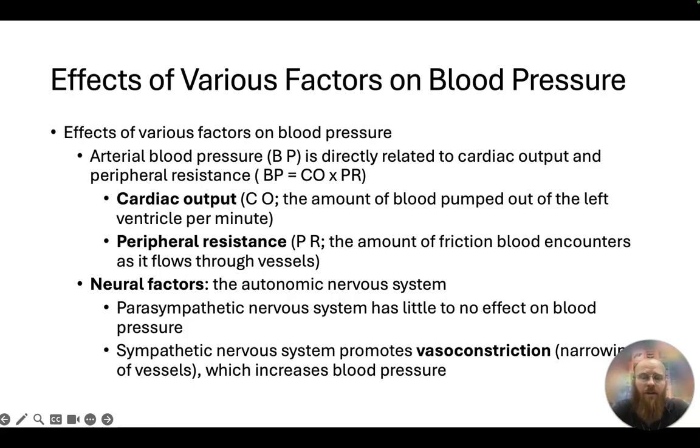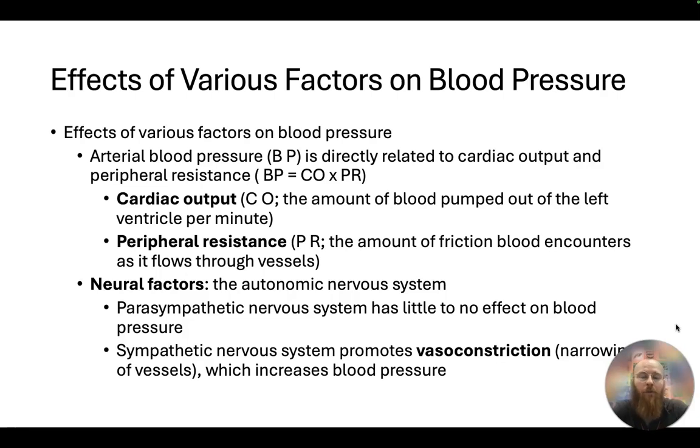So our arterial blood pressure, BP for short, is directly related to your cardiac output, and that's just the amount of blood pumped out of the left ventricle every minute, right? So you might remember that from Module 3. And that's going to be multiplied by the overall amount of peripheral resistance. So this is a new term, but that is referring to the amount of friction that blood would encounter as it flows through vessels. Remember, your innermost tunic, that tunica intima, is all about trying to reduce this peripheral resistance, this friction that blood would encounter.